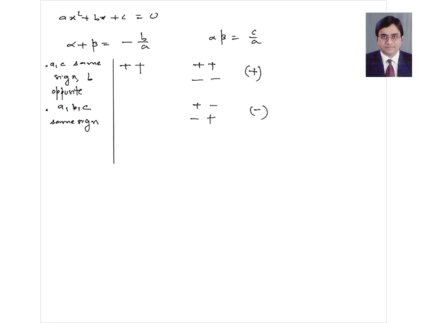Now, if b is having the same sign as a, then it means b upon a is going to be positive. Positive into negative is going to be negative. Sum of the two is negative. So how can both be positive? If you have any question regarding this, let me know.